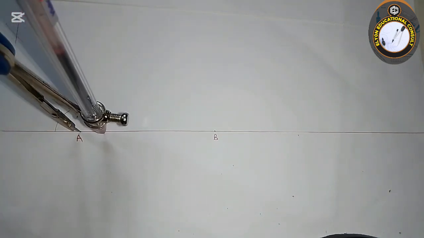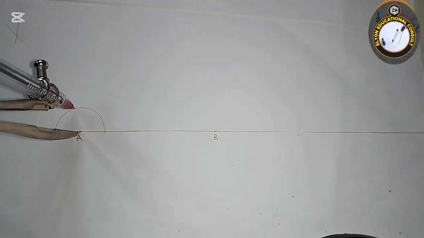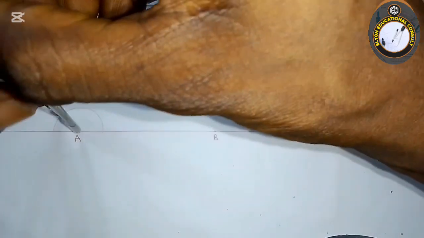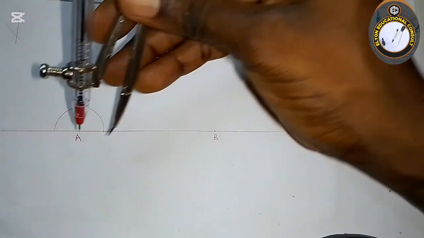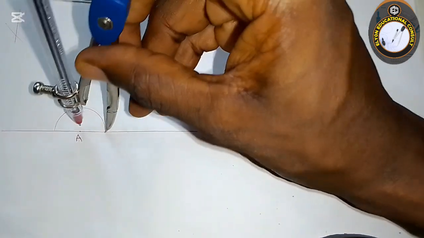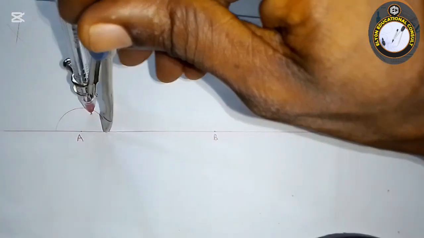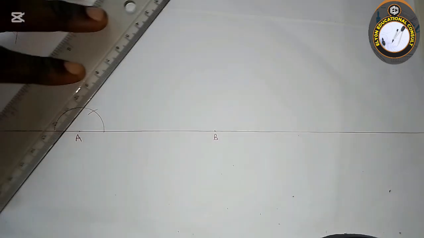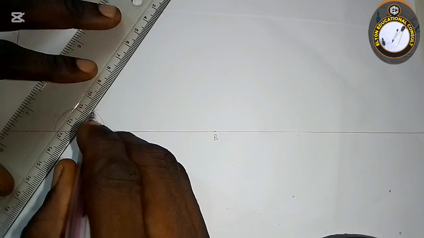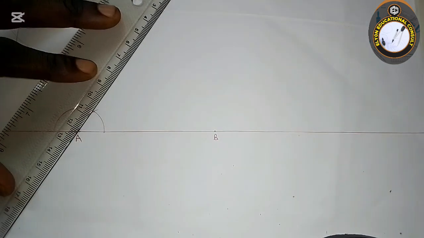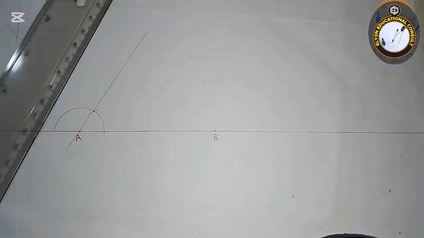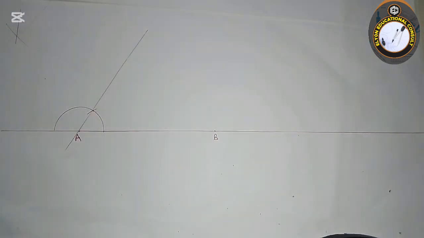To get angle 60, we draw this semicircle using point A as the center, then the same compass length placed at this point. Then we strike an arc which cuts this. From this point now, I'm going to be drawing a line across this point. That will give us angle 60 degrees. So this is my angle 60 degrees.